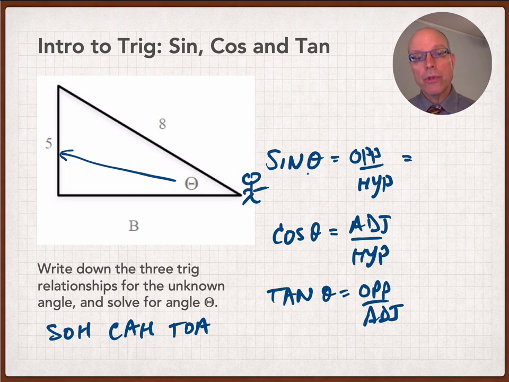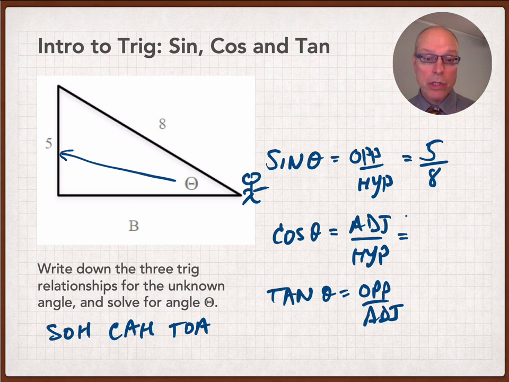So if I go and write sine of theta, it's really a fraction. Sine of theta equals the opposite, that's 5, divided by the hypotenuse, that's 8. So if all I knew was the 5 and the 8, I could still use these trig functions to figure out the sine of theta. And we'll do that in a second. But let's go ahead and write down the other fractions.